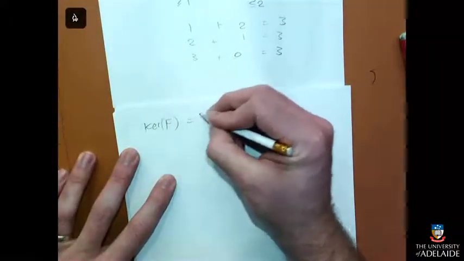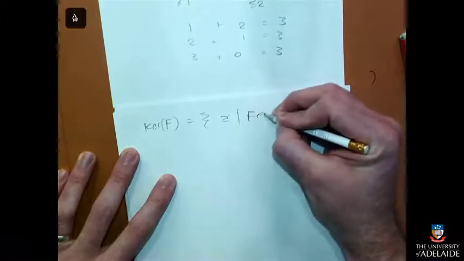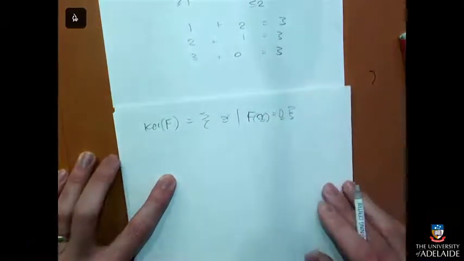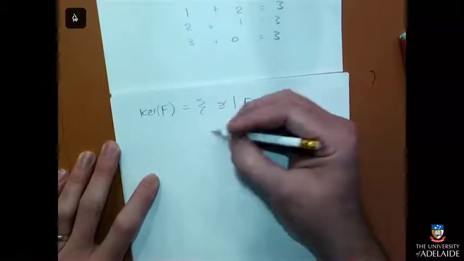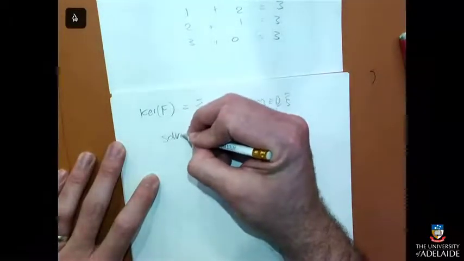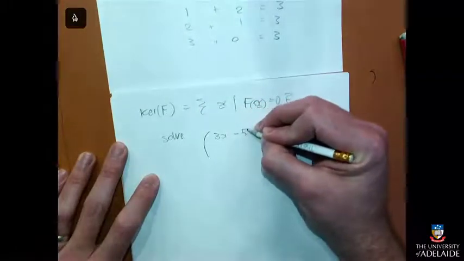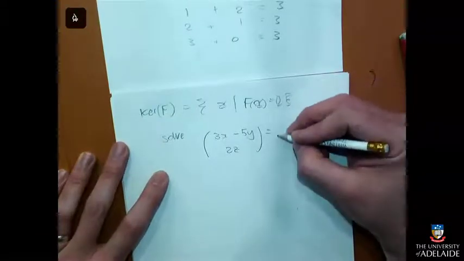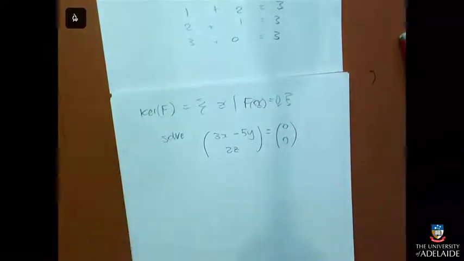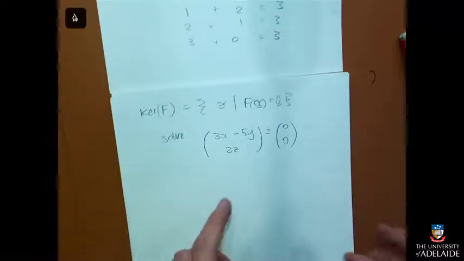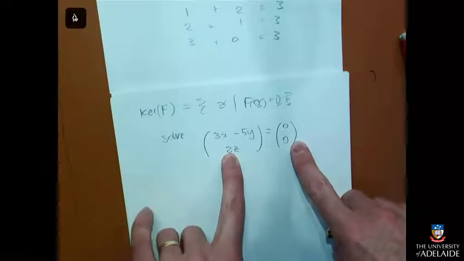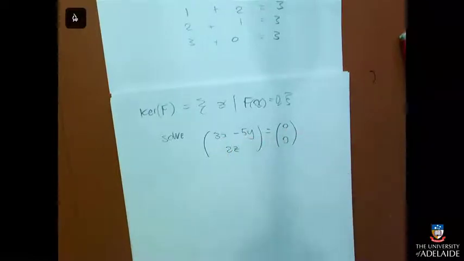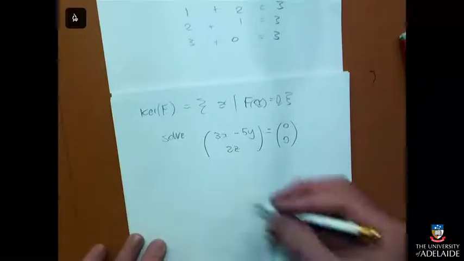So the kernel of F is the set of all the x's such that f of x is 0. What that means is I'm solving this. That's f of x, and I want that to be 0. If I didn't feel like doing matrix operations, I could just get two equations and figure out what it is. This tells me that z has to be 0, and this tells me that 3x minus 5y has to be 0, whatever that is. But what most people will do is they'll write it as a matrix instead.